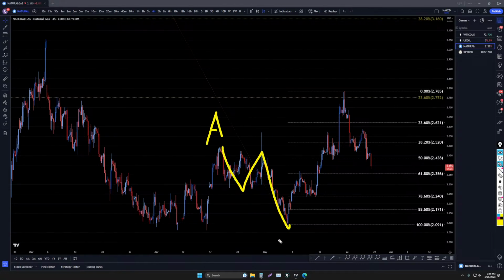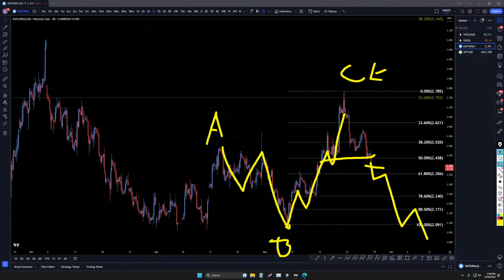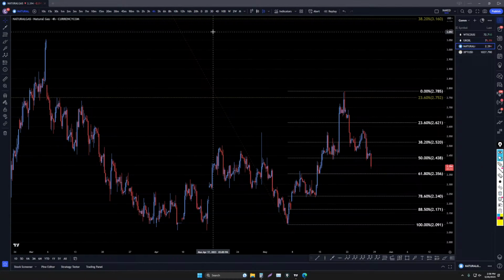I definitely do see an A, B, C shape right here. 1, 2, 3, 4, 5. Break of structure. If this holds below structure, that's going to confirm to me that this is the end of an ABC correction, and it's probably going to go down again. So I guess natural gas just does not have the power to continue the uptrend for some reason.